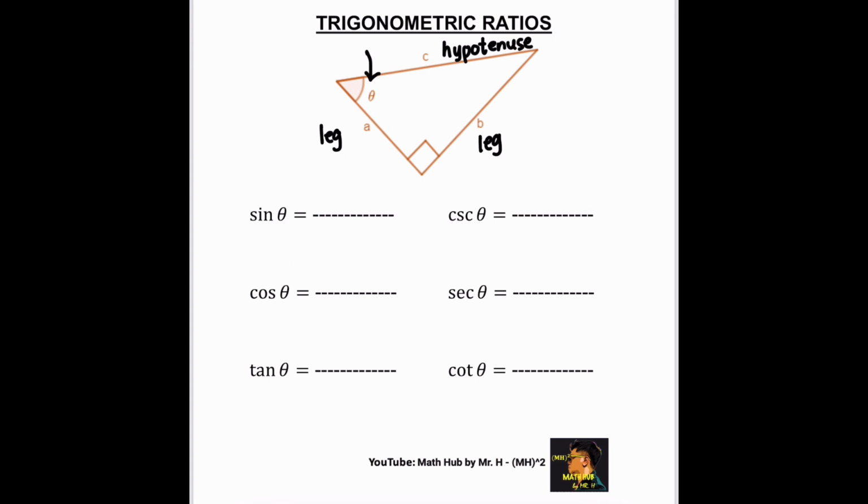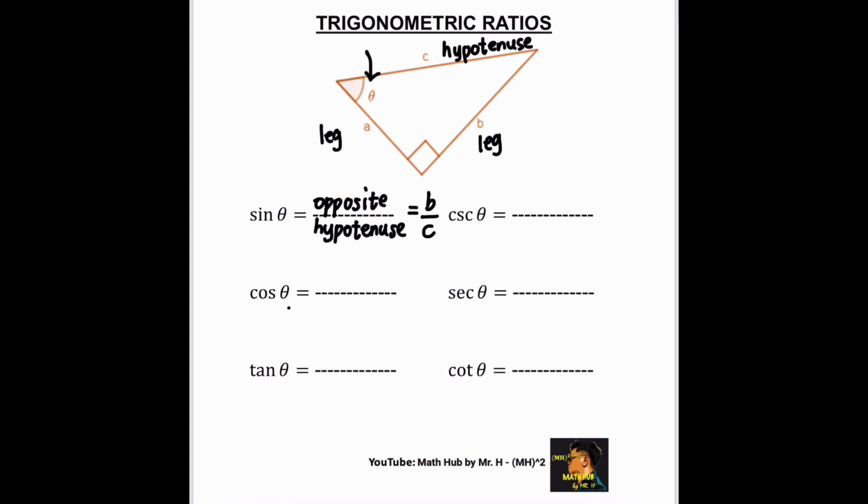Alright, so to find sine theta, we need to use the formula sine theta equals opposite divided by the hypotenuse. So in this case, since the angle that's labeled theta here, the opposite to that is this side, which is marked as B, divided by the hypotenuse, which is C. So we move on to the next one.